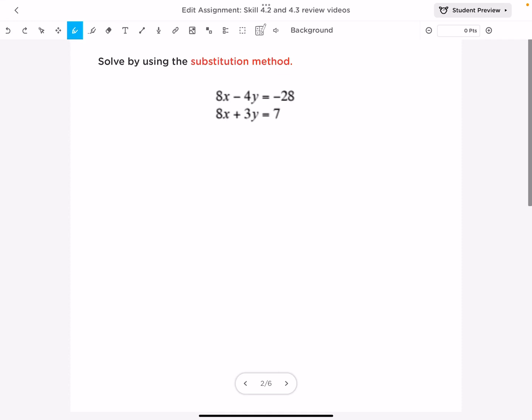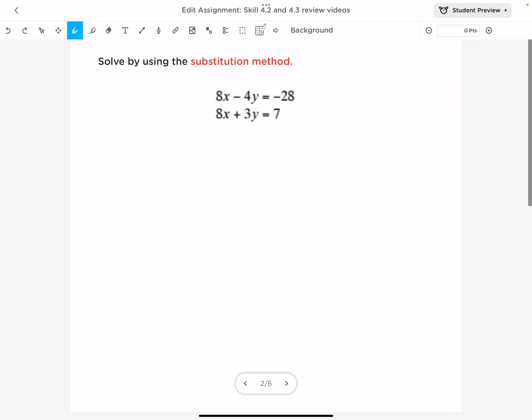Okay, so this is another substitution method problem. Now, we're told we have to use the substitution method. It's a little unfortunate because with this double 8x, it'd actually be a good elimination problem. But I want to show you how to solve this using the substitution method because that makes it a little bit more like a medium problem.